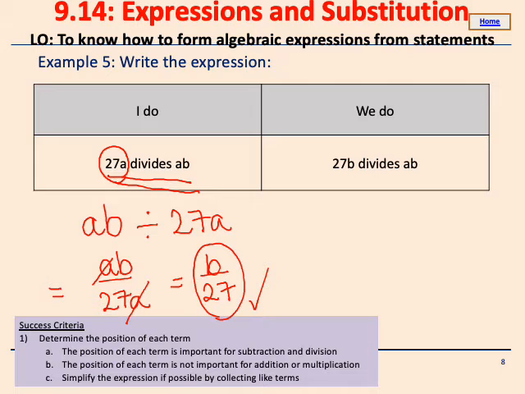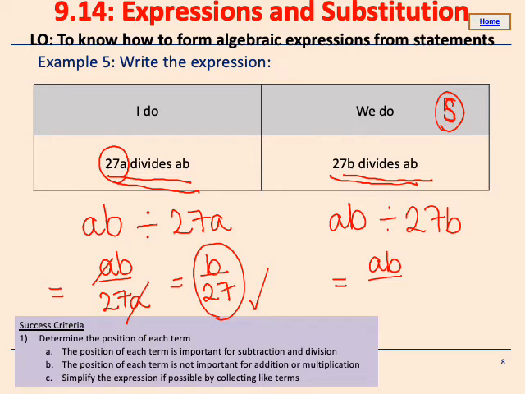Pause the video and give yourselves 30 seconds to try and solve the fifth example. Okay, so 27b divides ab. So 27b is our divisor. So we have ab divided by 27b. As a fraction, we get ab over 27b. We can take out a factor of b and we get a over 27.